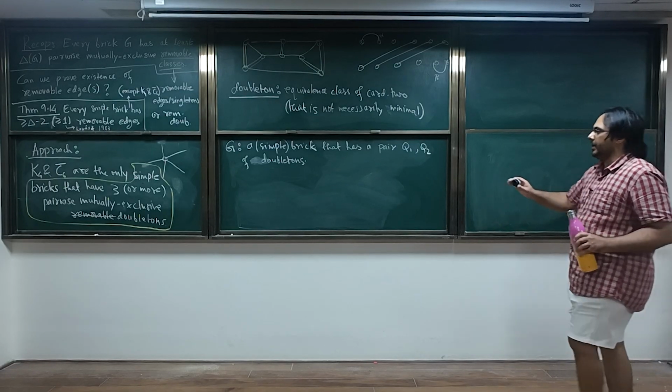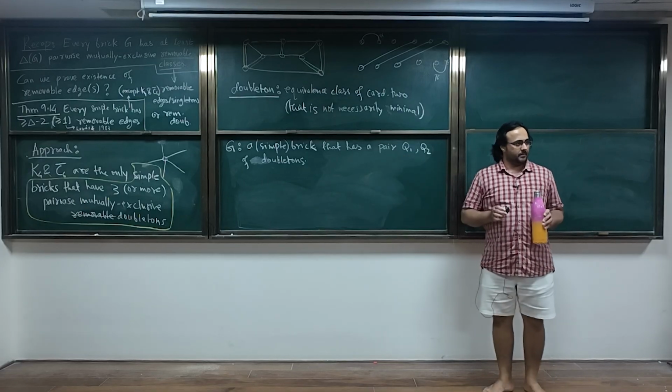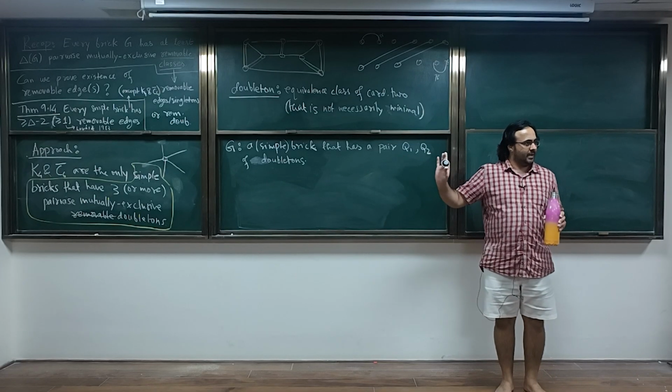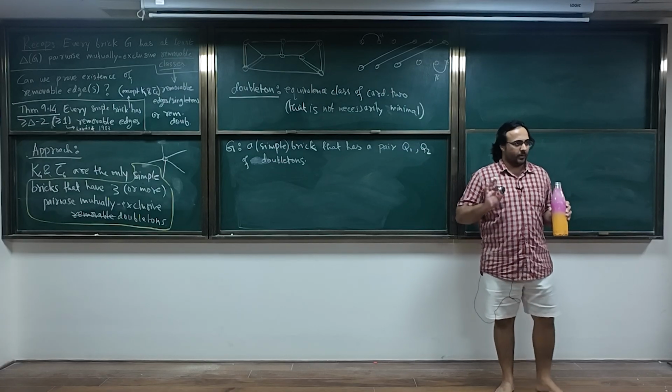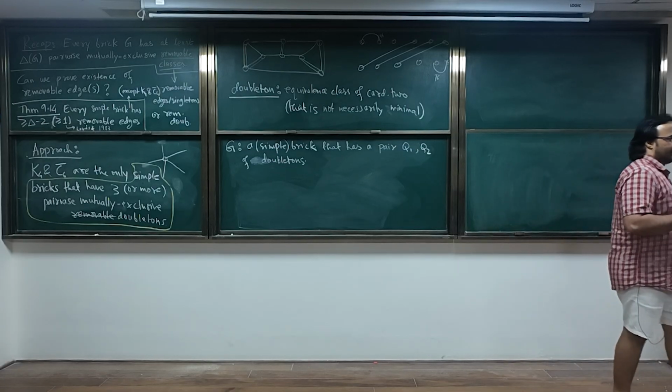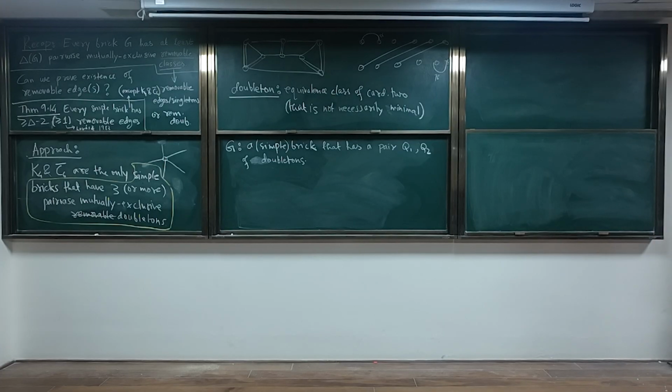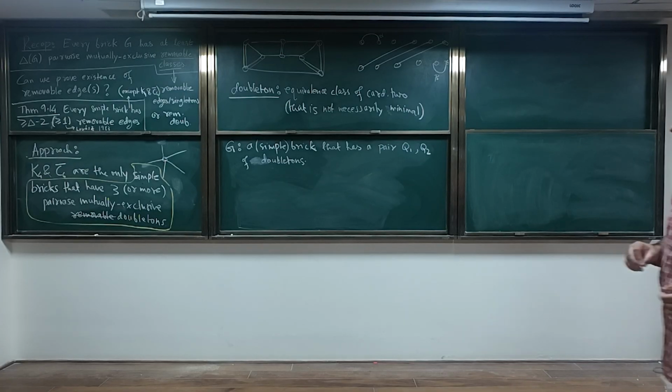Okay, let us try to analyze this situation. I have not made any assumptions whether these are mutually exclusive or not. No assumptions right now. Let's just try to understand what two doubletons give us in a brick. We have already observed that their union is a four-cut. We'll go through that again.